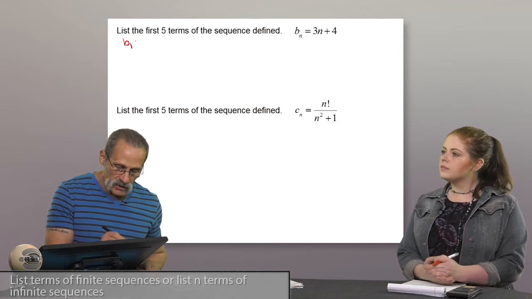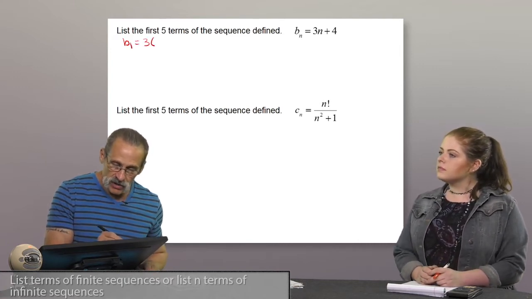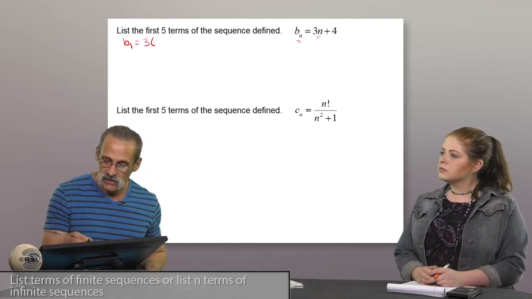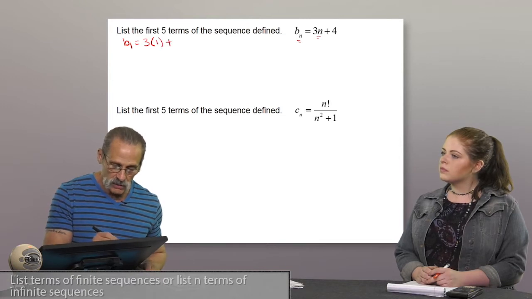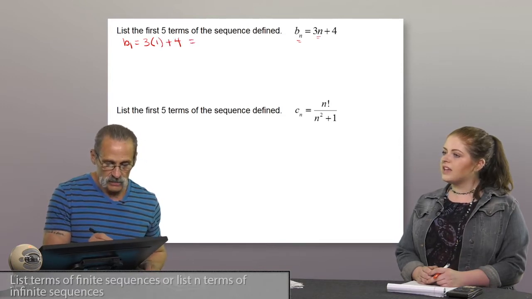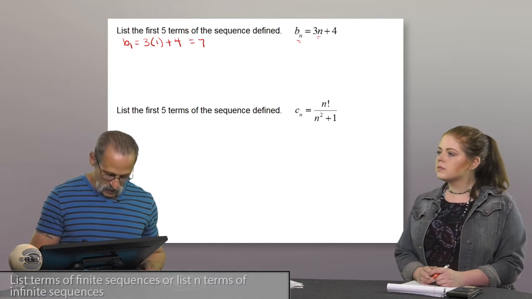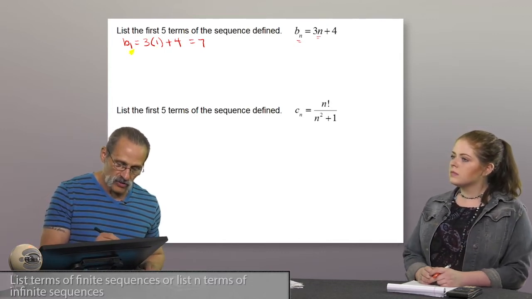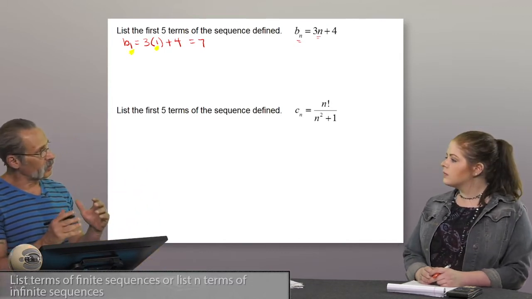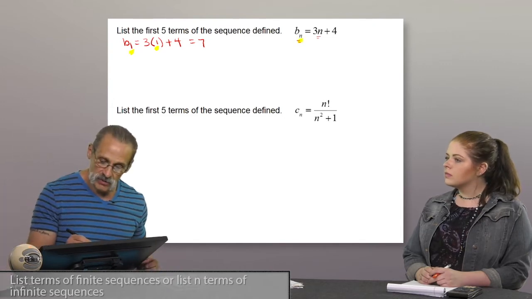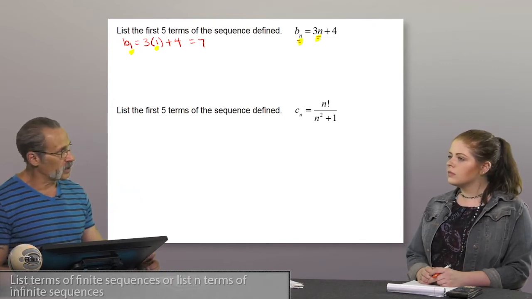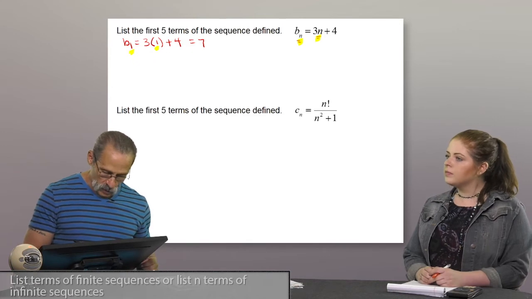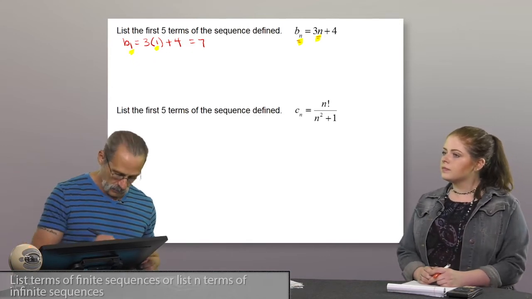b sub 1 is found by taking 3 times, and n here is 1. So 3 times 1 plus 4. And that's 7. And what I need to make you aware is that we're just substituting in that subscript for where we see n in the formula. That's all we're doing. Okay. I do 1, you do 4. That sounds fair to me.